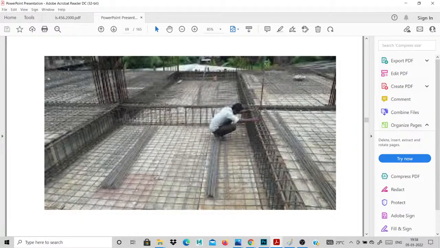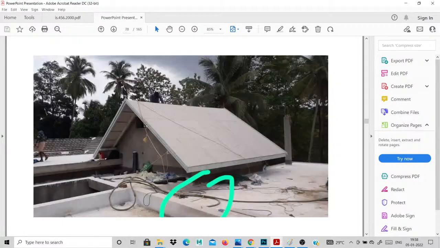The next one is the inverted beam. The inverted beam is mostly like a singly reinforced beam, but it is provided on the top of the slab. See, this is our slab, but the inverted beam is provided on the top of the slab. The beam is below the slab normally, but here the beam projects above it, so that is called an inverted beam. It is mostly used for architectural purposes.